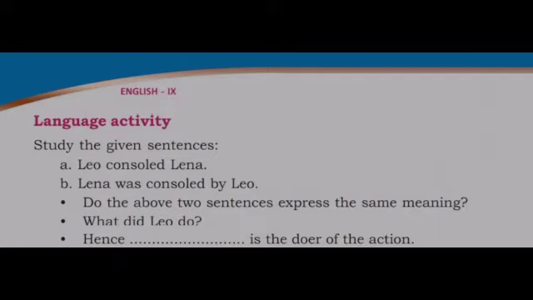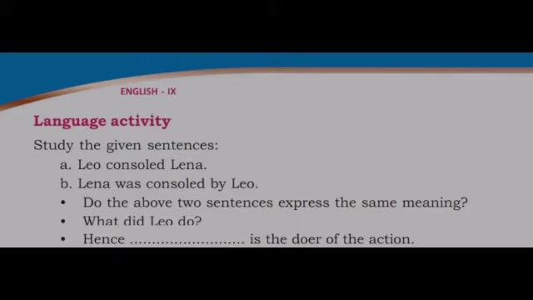Yes. Here, what did Leo do? Leo consoled Lena. So, who is the doer of the action here? Leo is the doer of the action here. Doer of the action means what, children? Subject. In a sentence, there is a subject, verb, and object. And subject is the doer of the action. Verb is the action. And object is the receiver of the action.